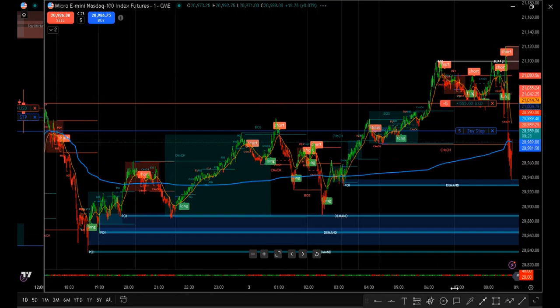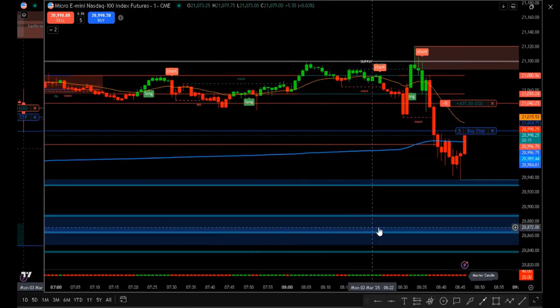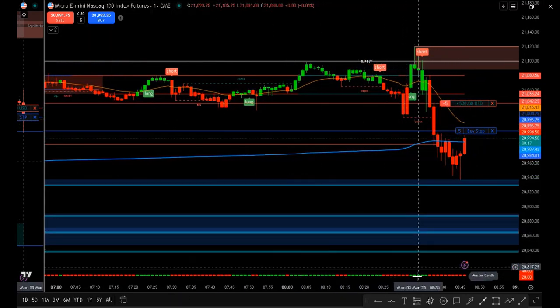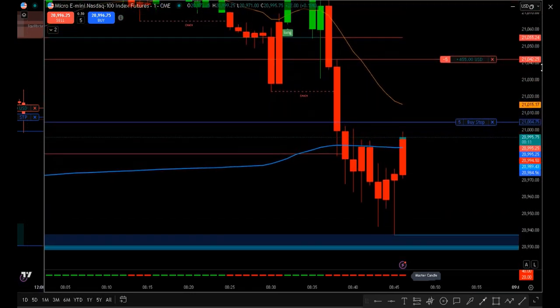As you can see, when price ranges back and forth, you want to look for higher highs to go for a buy position or to keep going up in an uptrend, and the opposite on a sell position.